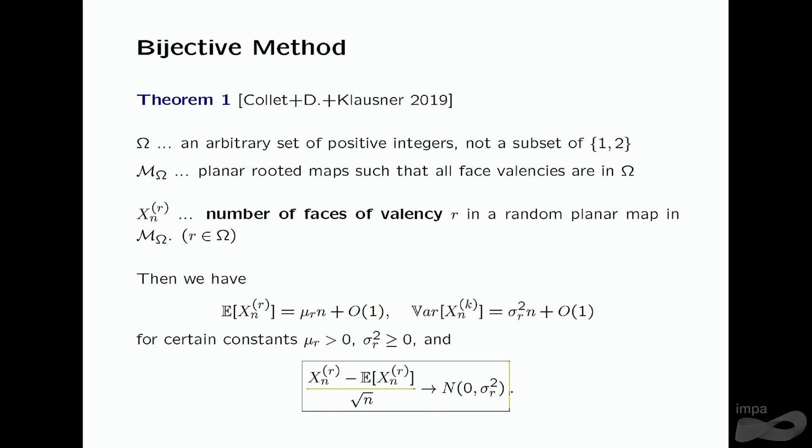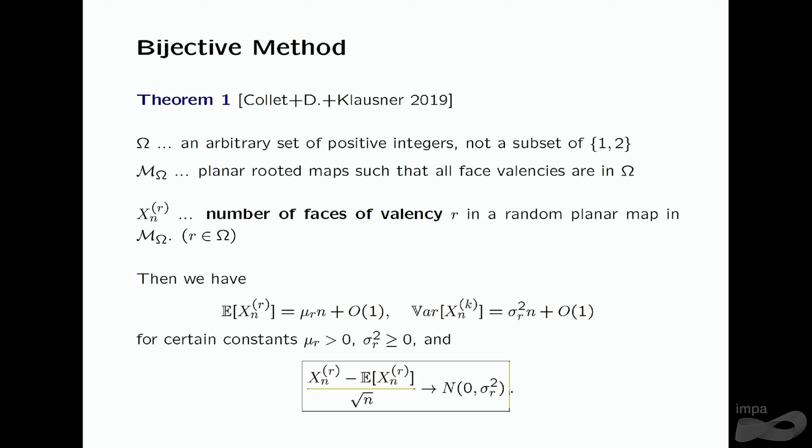So now here is the first method that I want to present to you, out of three. The first one is this bijective method that I mentioned before, that planar maps have a very nice bijective relation to tree-like structures. That can also be used here. But if we are interested in the number of, say, pattern counts, then we can only get the simplest pattern, namely the number of faces of given valency.